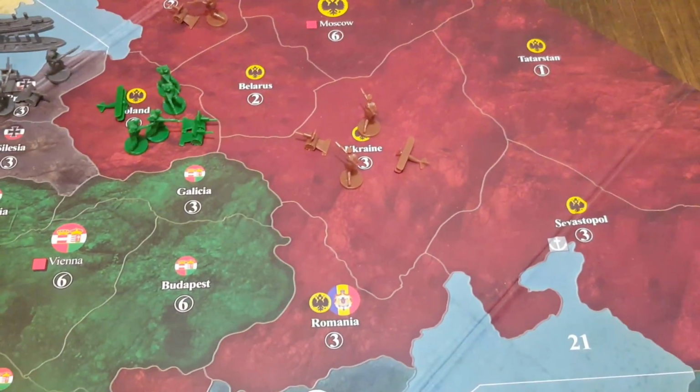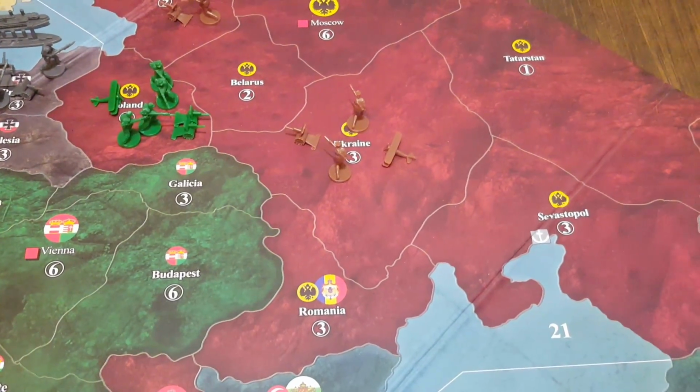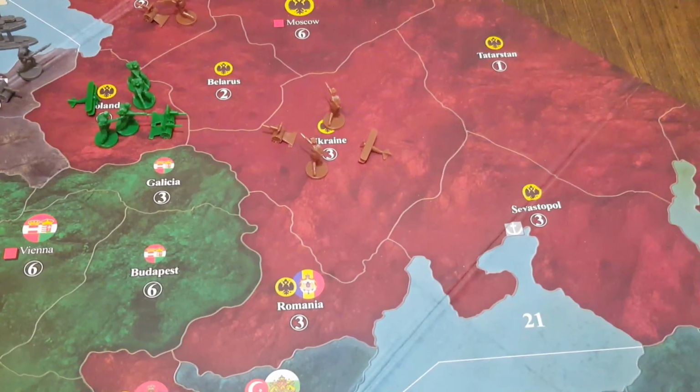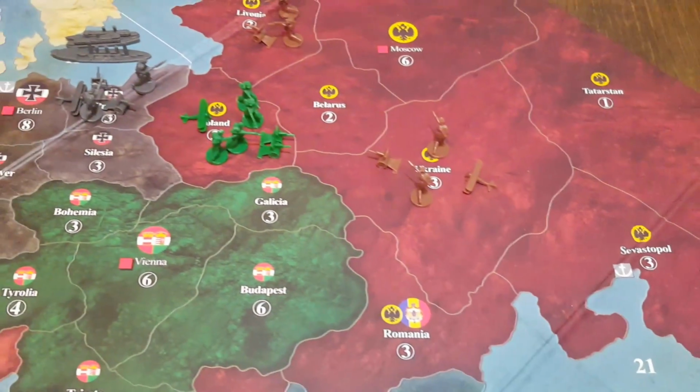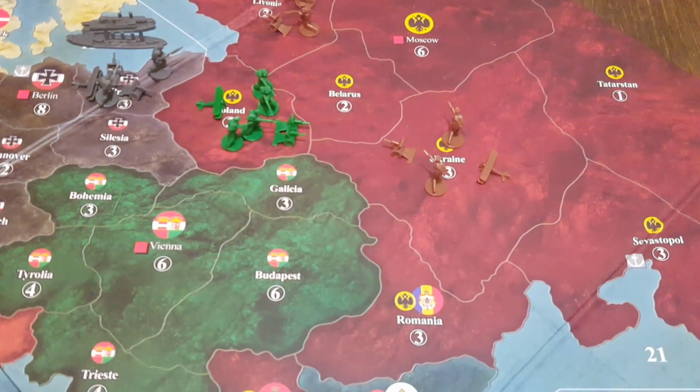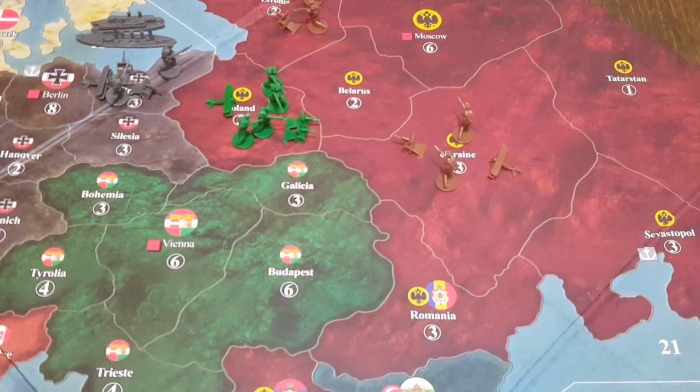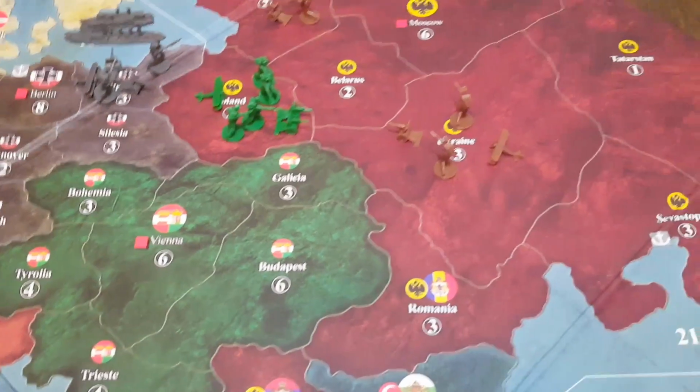So we'll come in here a little further. We see that Russia has 2 infantry and artillery and a fighter defending. Austria has 4 infantry, 2 artillery, and a fighter to attack with.